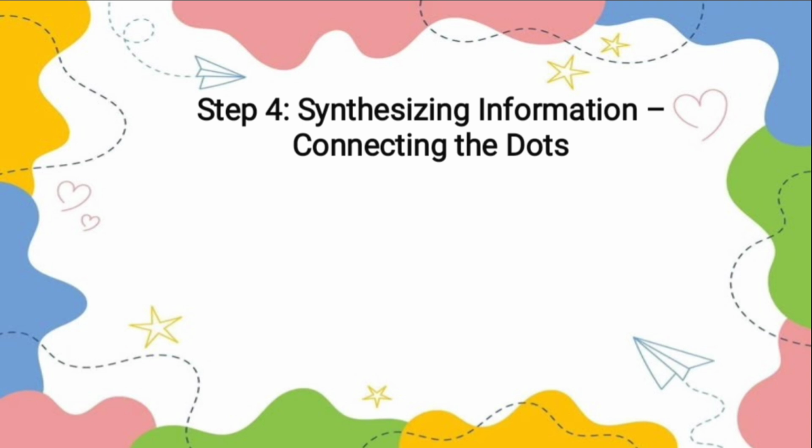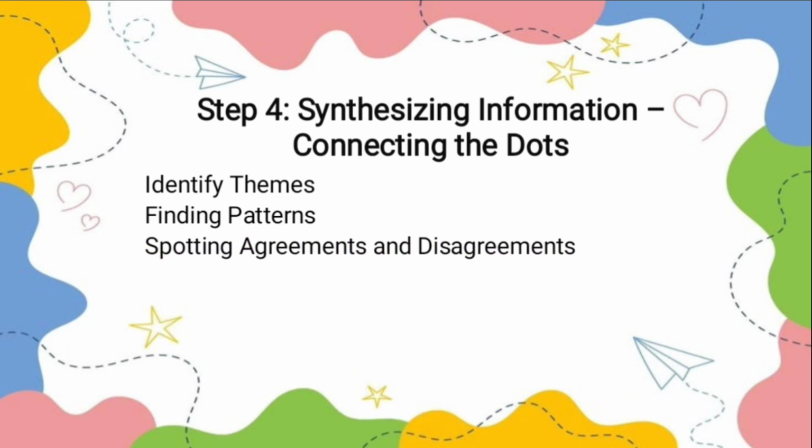So what are you going to do? First, identifying themes. Are there common ideas or topics that keep showing up in different studies? Then finding patterns. Do you notice any trends in the findings? For example, do studies using one method often show different results than those using another? Then, spotting agreements and disagreements. Do different studies say the same thing about your research question, or do they have different findings or opinions? Then, identifying gaps. What questions haven't been answered by the research you've read? What areas need more exploration?